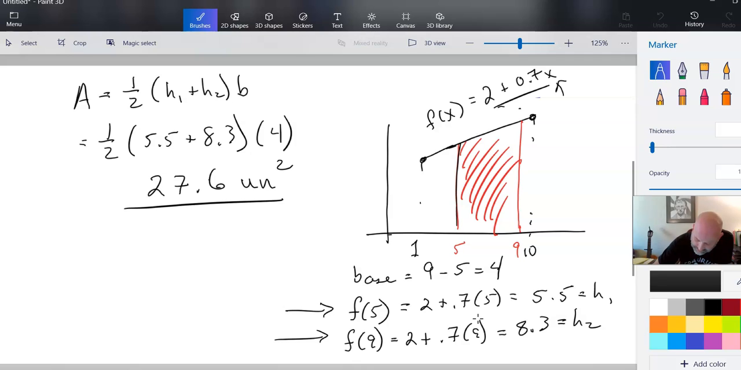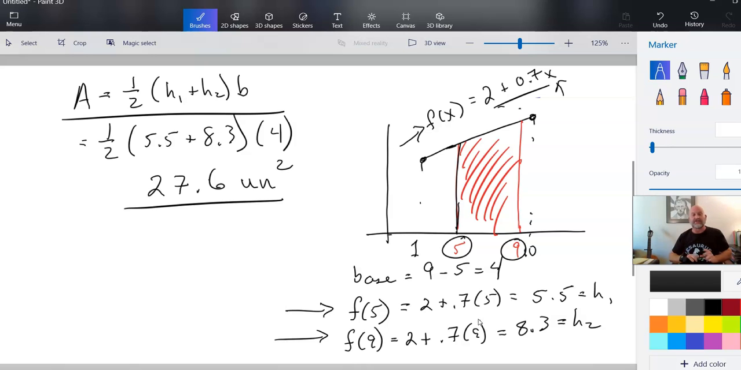But wherever these boundaries are, these numbers, 5 and 9, you're going to plug into this function to figure out what those values are. And those are going to be your heights. And then your base is the difference between these two values. Right? So as soon as you identify those, it's just a matter of sticking it into the formula and going from there. Okay, so I want to try one more of these.